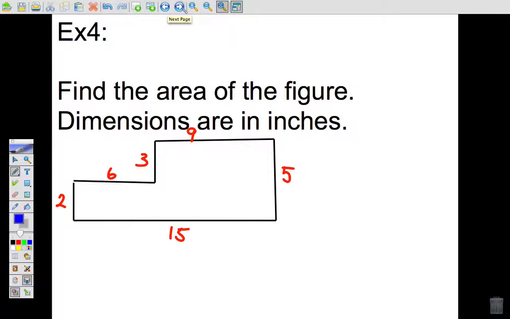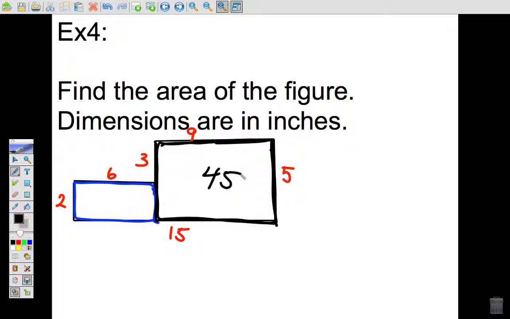All right, example 4. I'm going to go a little faster through this one. Let's split this irregular figure up. All right, it doesn't matter how you do it. I'm just going to drop a line straight down. All right, so I've got this blue rectangle, which we'll find the area of, and we've got this black rectangle, which we'll find the area of. All right, let's find the area of the black rectangle first. It's 9 by 5. It's 45, and it's inches squared. Okay, let's find the area of the blue one now. It's 6 by 2, which is 12 inches squared.